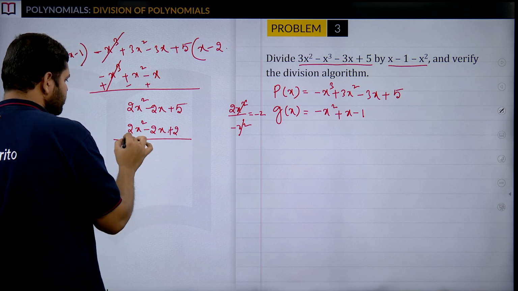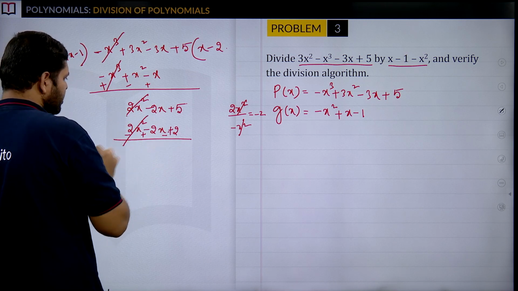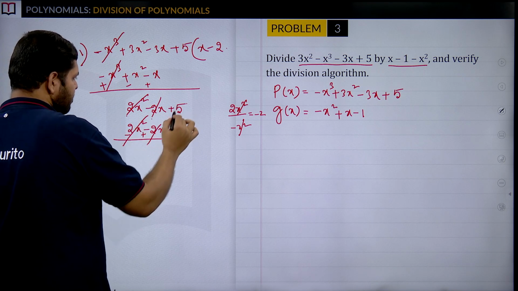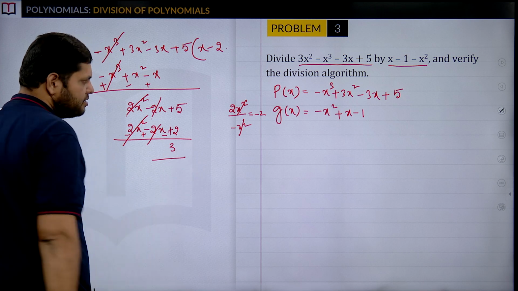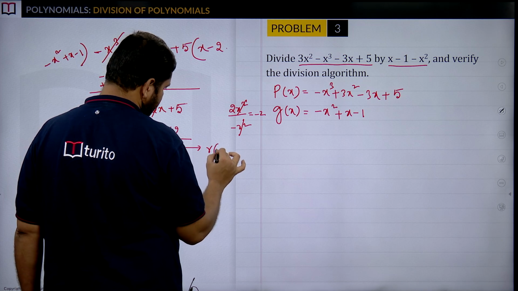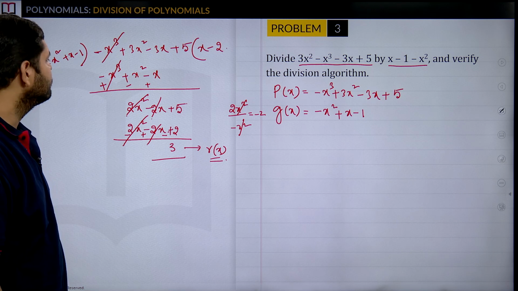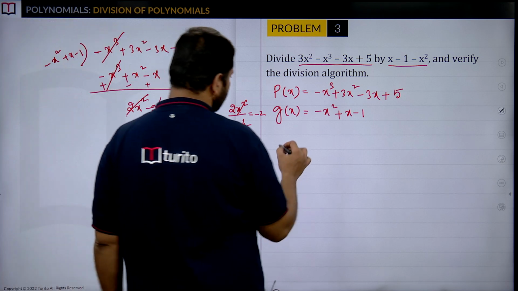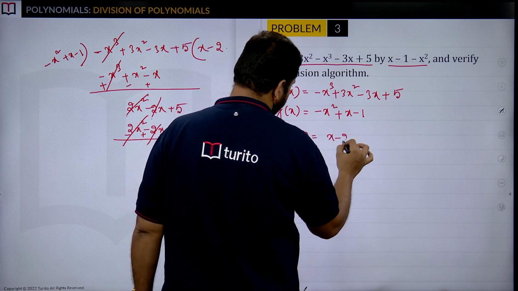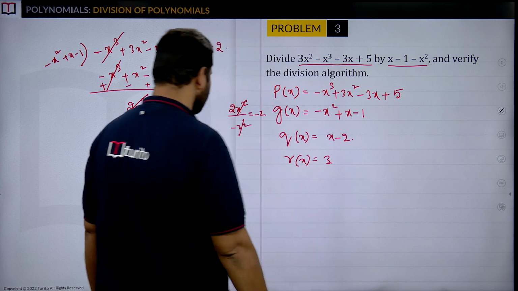Now, children, do the subtraction. This is minus, this is plus, and this is minus. 2x square cancels. This is plus 2x, and minus 2x cancels. And 5 minus 2, what is the remainder, children? 3 is the remainder. So we can say 3 is the remainder, that is r. Clear, children? So I am writing here the quotient first. q of x is x minus 2. Then we got the remainder r of x, that is 3.